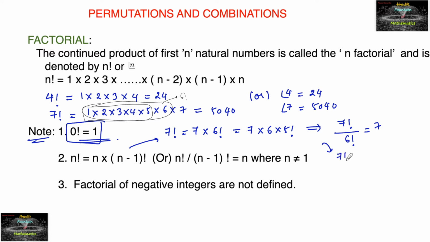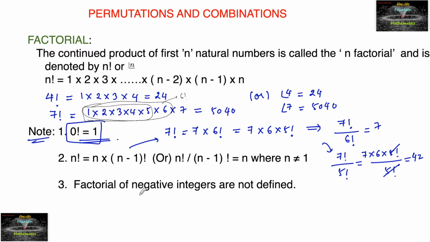Or you can also simplify the problem. Suppose, what is the value of 7 factorial upon 5 factorial? We can write 7 factorial as 7 into 6 into 5 factorial upon 5 factorial, so we can cancel 5 factorial and 5 factorial. The answer is 7 into 6, 42. So this is how the problem will be solved.